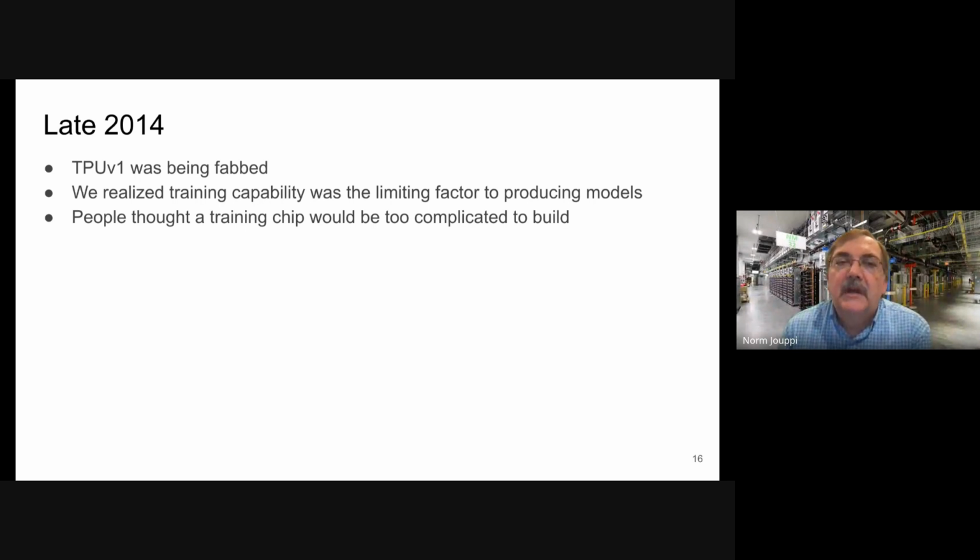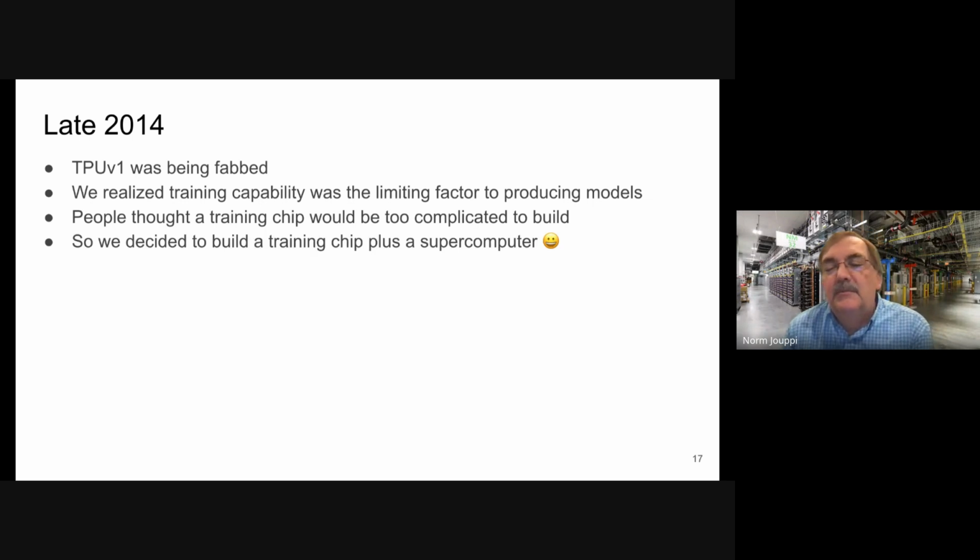So we decided, contrary to people's advice, to build a training chip, even though other people thought it'd be too complicated to build. But we didn't stop there. We decided to build a supercomputer using that training chip. So that was a lot of fun.